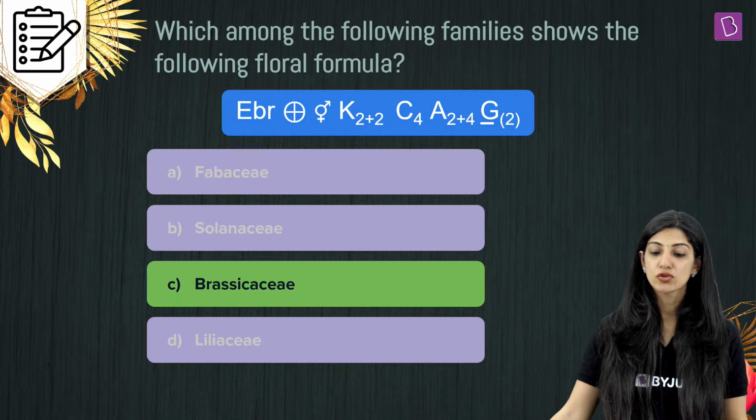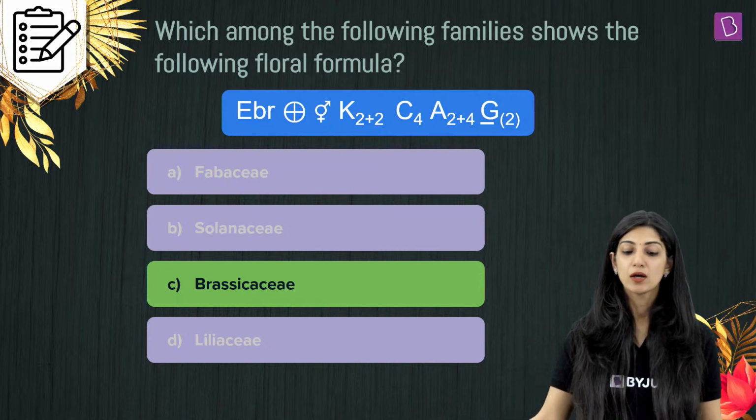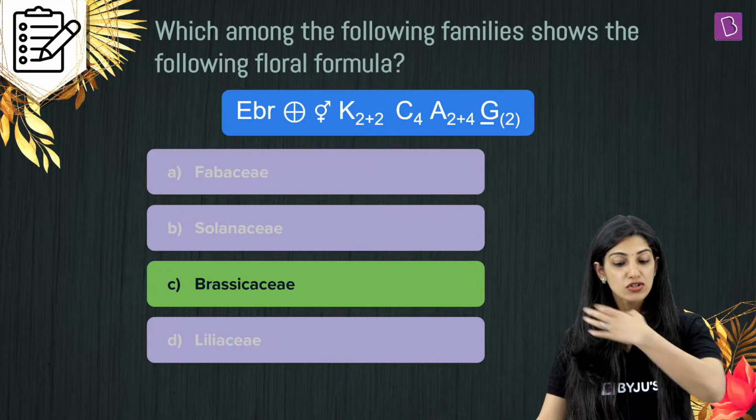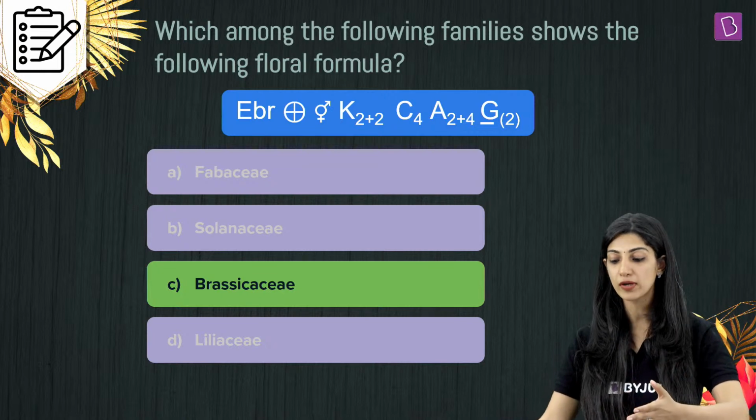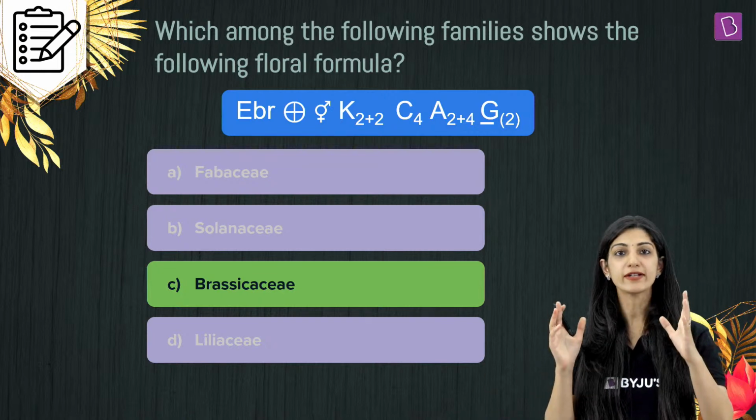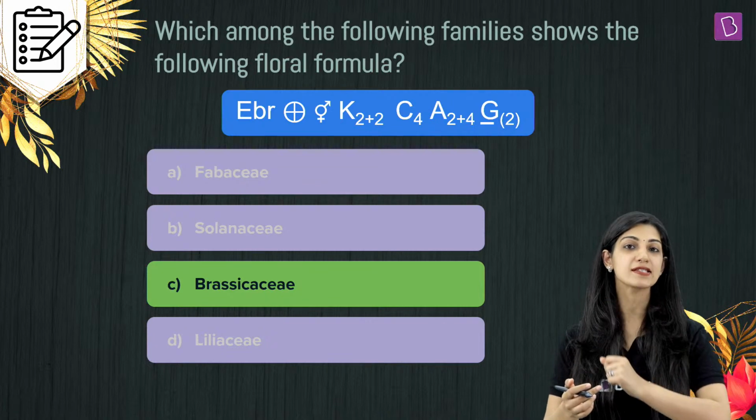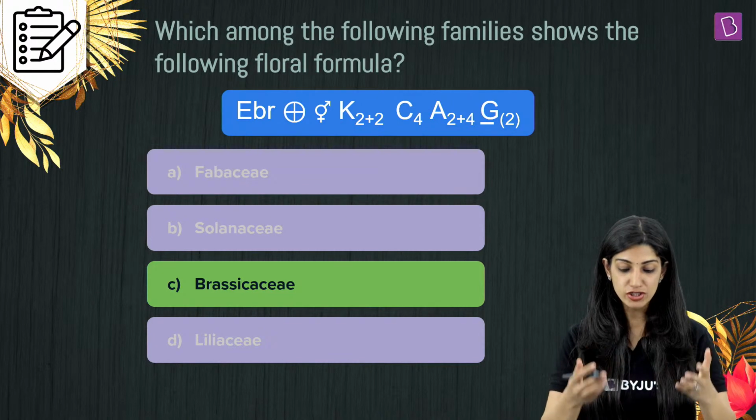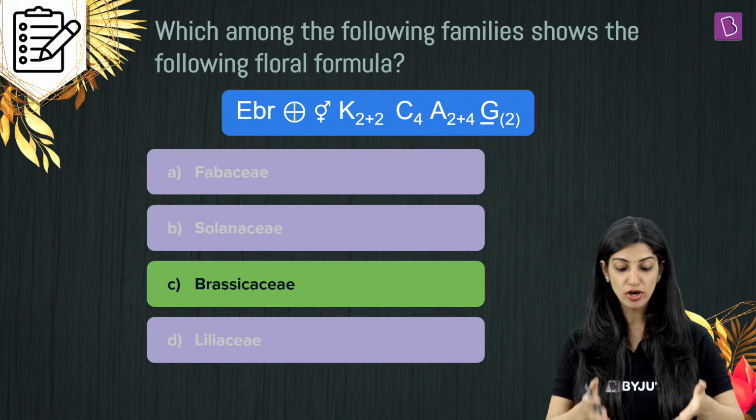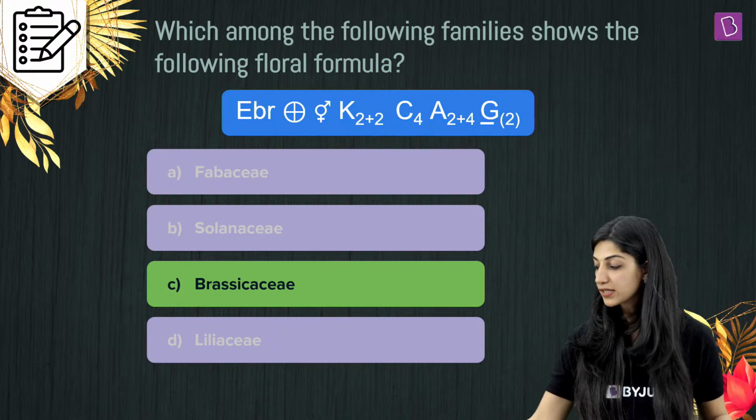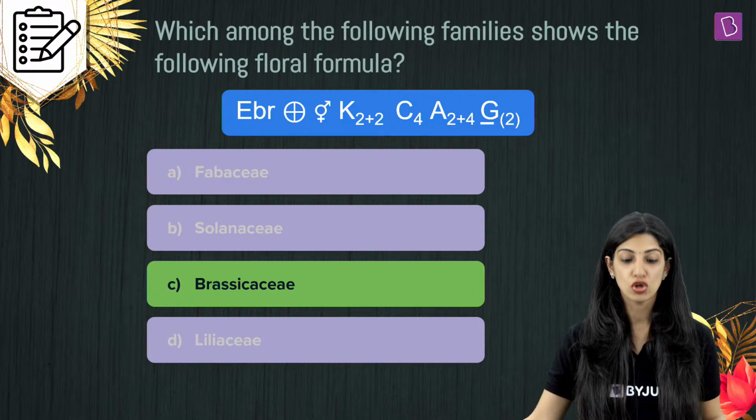Now coming back to the problem which we had: which among the following families show the following floral formula? I immediately know, oh, tetradynamous condition. Ma'am had told us. Let's mark Brassicaceae. It's not Solanaceae, I don't see the epipetalous condition. It's not Liliaceae, I don't see the epitepalous condition. You save a lot of time.